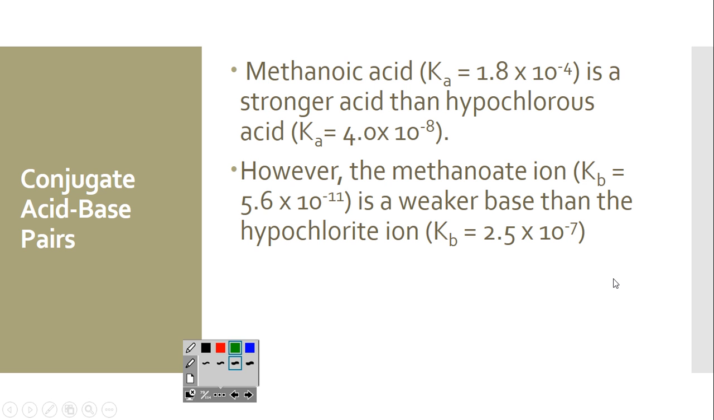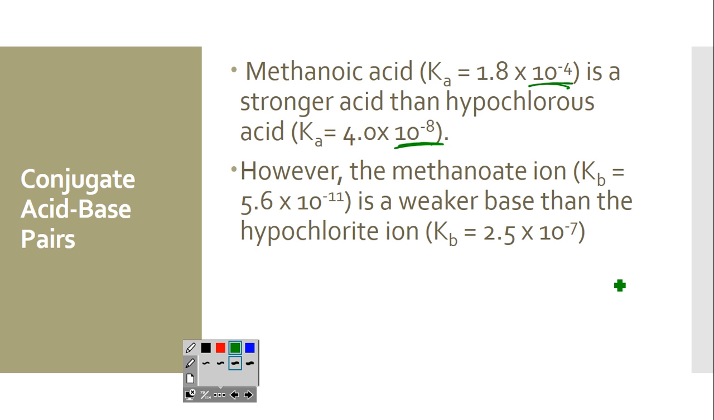So, just as an example, if you consider methanoic acid, methanoic acid has a Ka that is stronger than hypochlorous acid. Remember that when you have negative exponents, you really have to consider which one is bigger. Sometimes people might say, well, 4 is bigger than 1.8 and 8 is bigger than 4. Isn't that a bigger number? No, it is not. The more negative the exponent, the smaller the number.